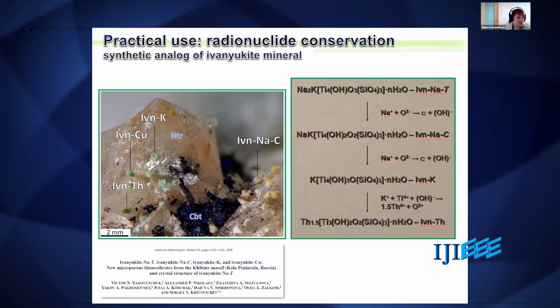Another example of such minerals is the mineral ivanyukite. You can see the samples on this slide. These are cubic minerals like these. This material is very interesting for radionuclide conservation, especially for cesium and strontium, and it has a crystal structure like a zeolite, with very wide channels for the sorption of cesium and strontium cations.